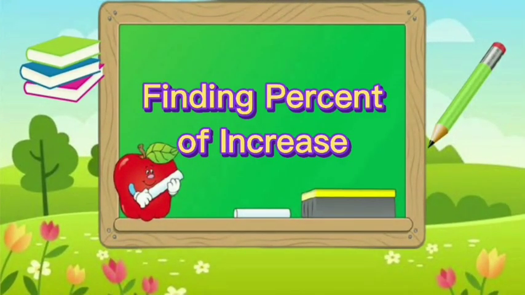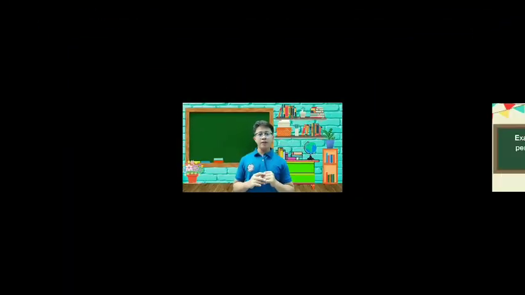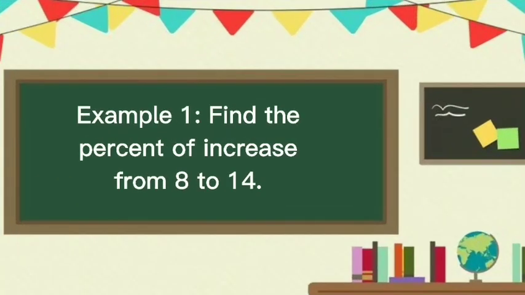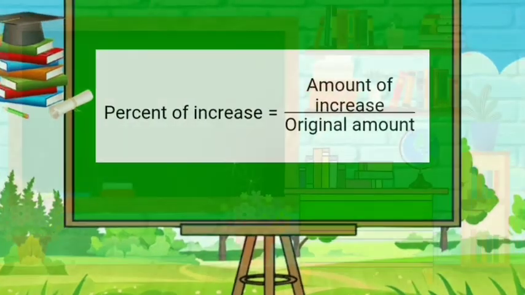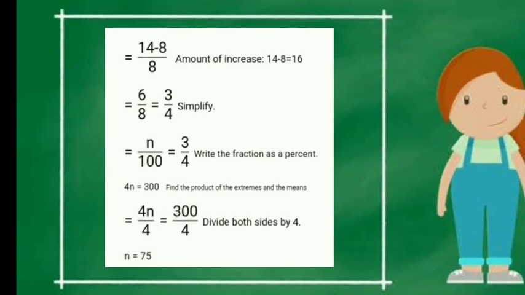Finding percent of increase. To find the percent of increase, consider the following examples that I will be giving. So, is that clear? Example number 1. Find the percent of increase from 8 to 14. First, you need to plan. The formula of percent of increase is percent of increase equals amount of increase divided by original amount. Then, you need to solve. So to get the amount of increase, 14 minus 8 is equal to 6. And simplify, 6 over 8 equals 3 over 4.